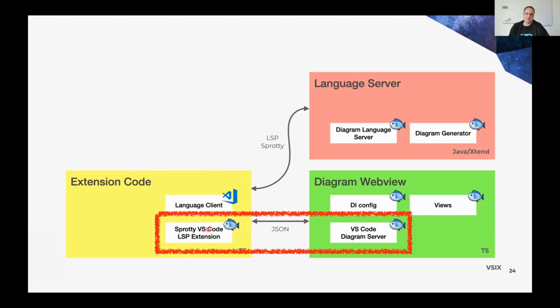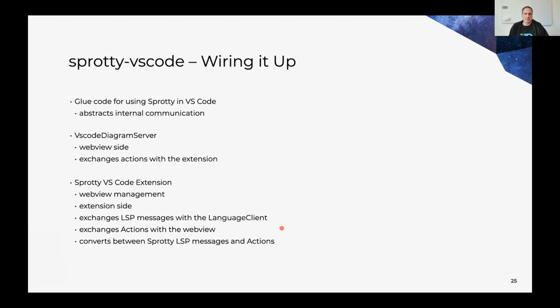We have one component that's called Sprotty VS Code LSP extension, that connects to the language client and listens for these kinds of notifications that we added, extracts the action in it, and sends it on to the VS Code diagram server, which is the other part of Sprotty VS Code on the other side in the web view, using the generic VS Code web view communication channel. So it's all about tunneling actions from the language server down to the web view. I guess that is what I just said.